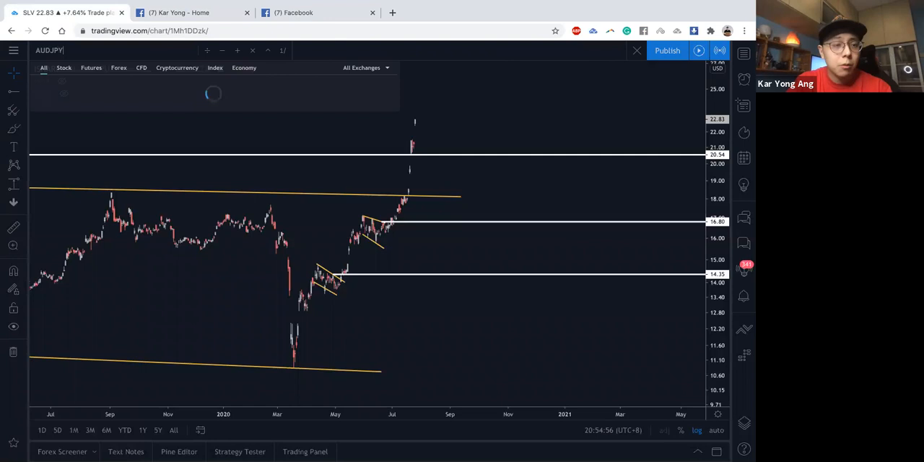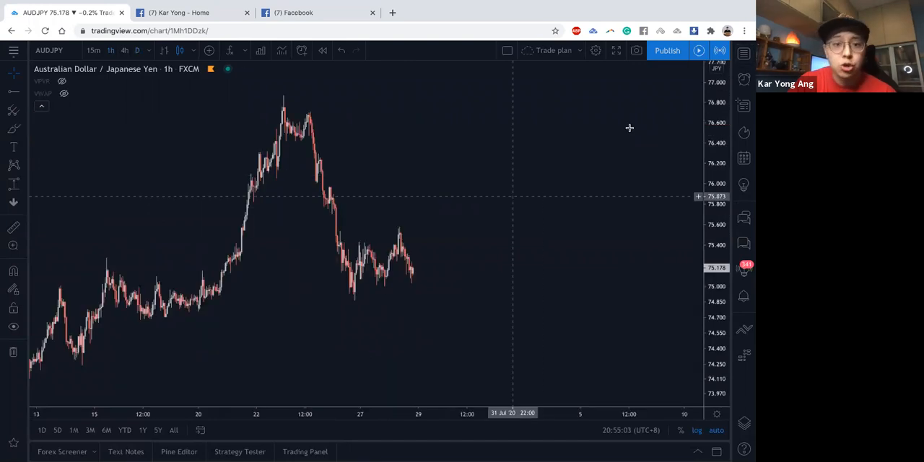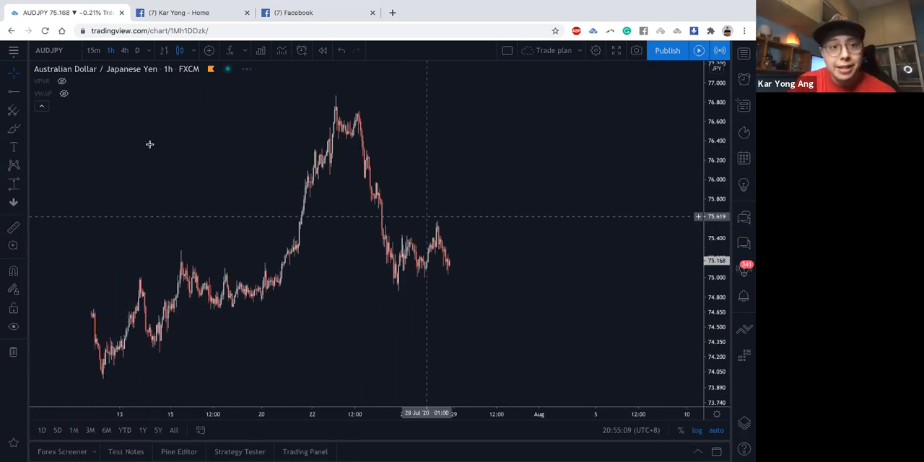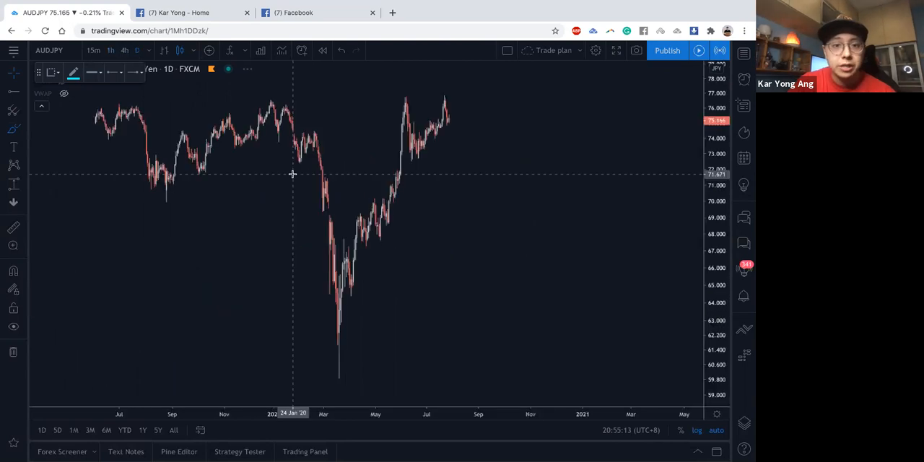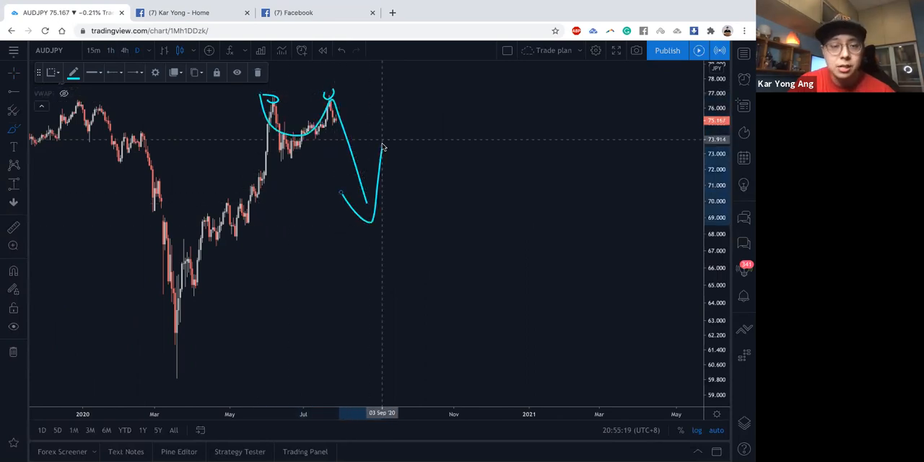And of course, since we're here, just to share with you also, one of the trade ideas, or I would say potential trade I'm looking at is Aussie yen. I'm of course looking at sell for this very simple reason, right? If you look at the daily, we have a potential double top here. A double top formation means there's a high chance it's going to go down.